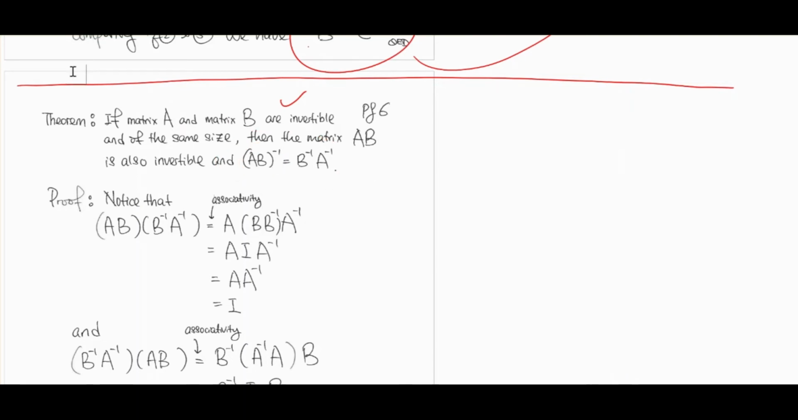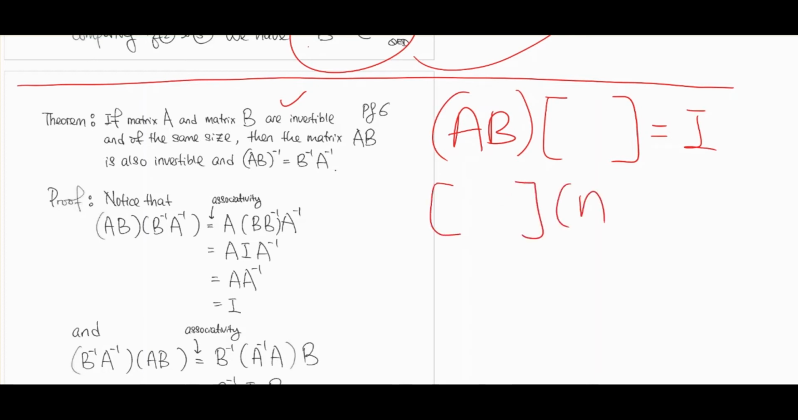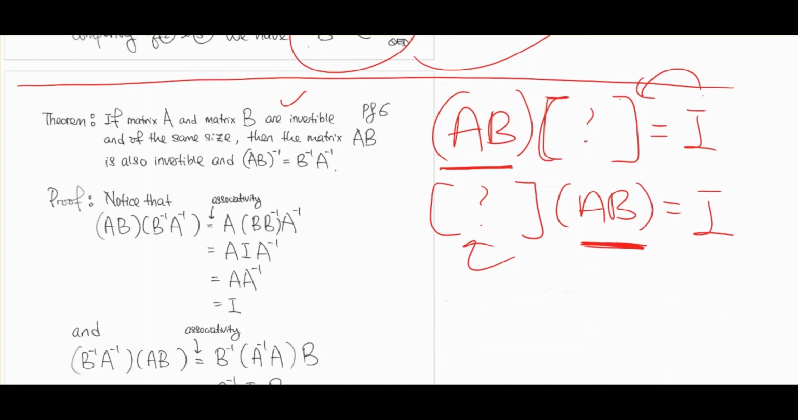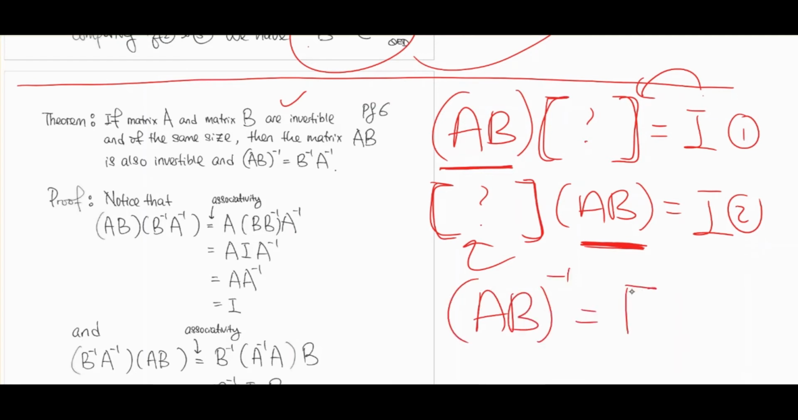Very straightforward. If you want to show that matrix AB is invertible, you will have to find something so that the product is I, and you have to make sure that that something multiplied with AB in the other direction will also give you I. How do you know that? That's the definition. The definition says that if you can find a matrix such that you have that property, then this matrix AB is invertible, and the inverse is actually that thing right here.